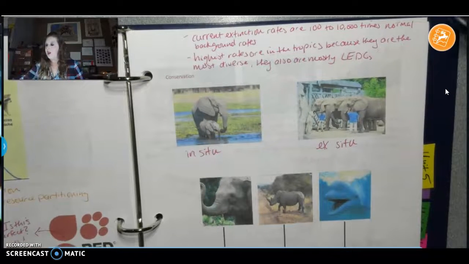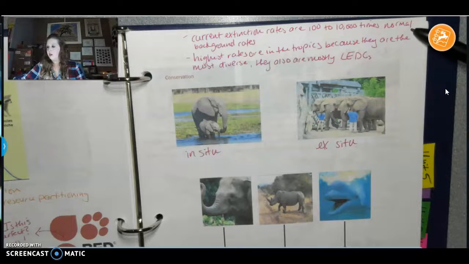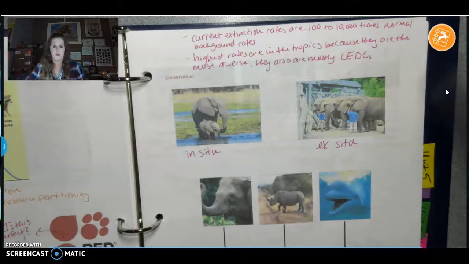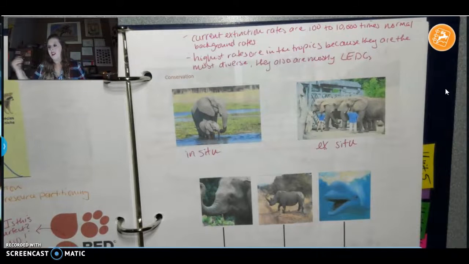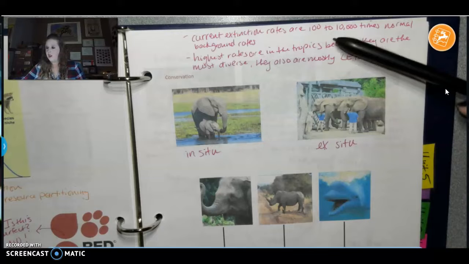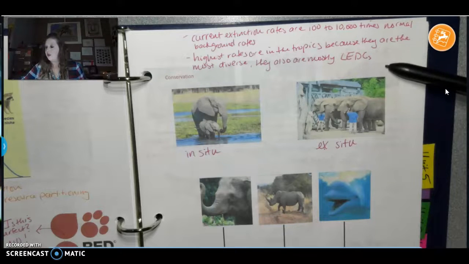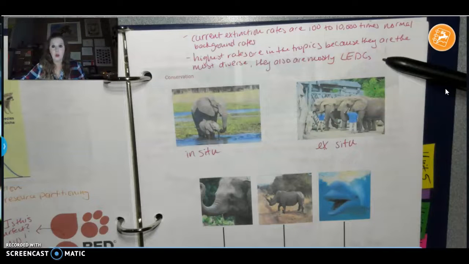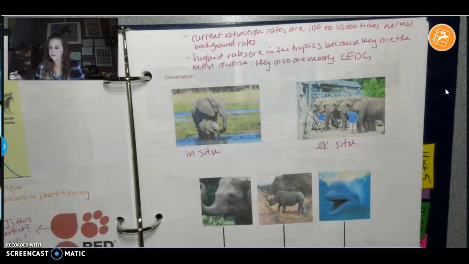Okay. We know that the current extinction rates are 100 to 1,000 or to 10,000 times higher than normal background rates. So we know that animals and plants do go extinct because of biology, because of nature. Okay? But right now, because of human involvement, they are 100 to 10,000 times higher than what they should be. We do see the highest rates in the tropics because it's warm, it is very diverse there, and it's also where you have the majority of the lower economically developed countries.